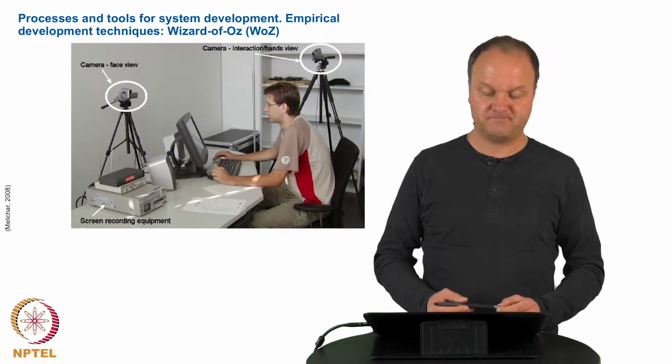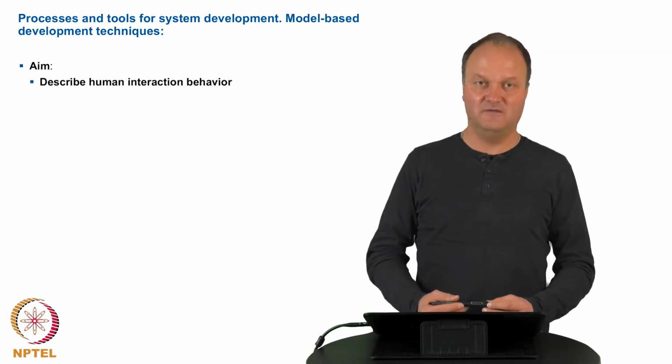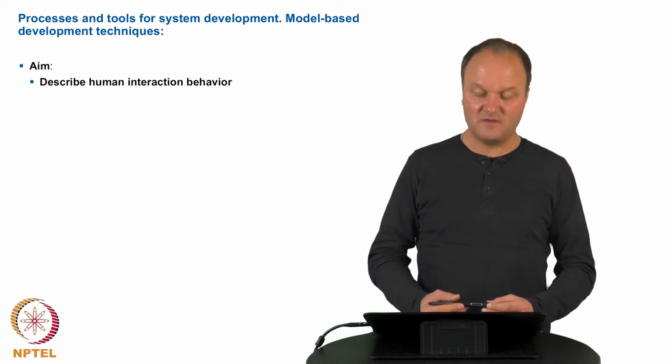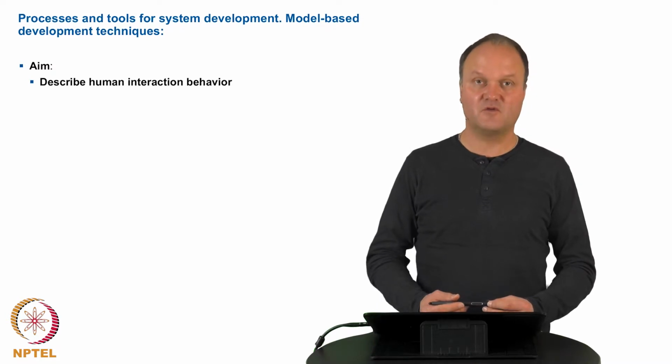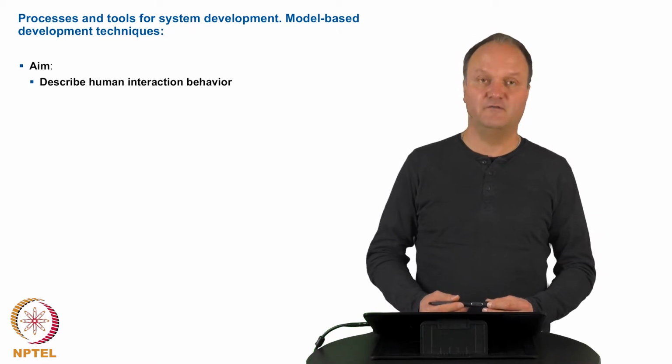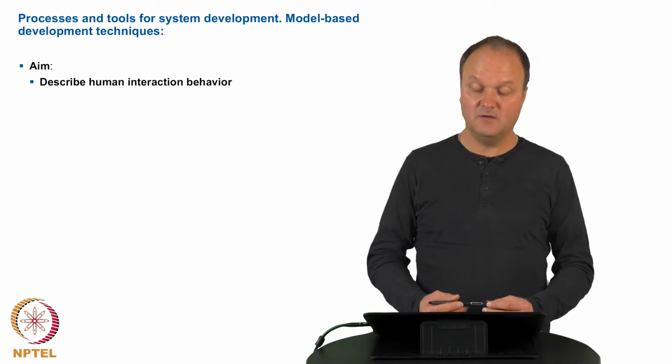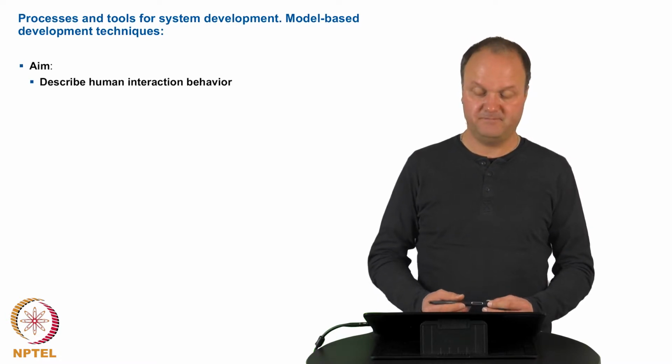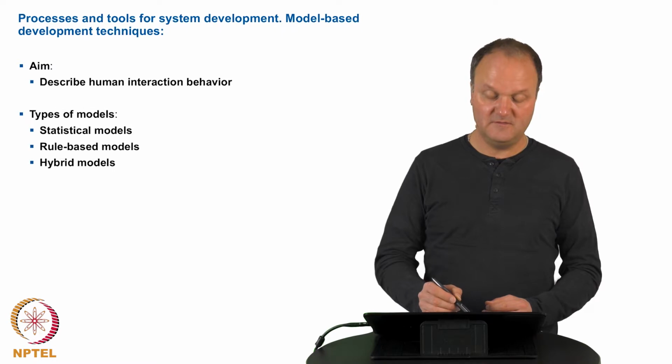The second type of technique for developing multimodal interactive systems is based on models, that is, algorithms which intend to describe human behavior. Such a model can be used for making assumptions about the next interaction step, but it can also be used for training, for example, a statistical dialogue manager, or for evaluating without relying on human test participants. So you see that the purpose and the application areas of such models are multifold. There are different types of models with different aims.